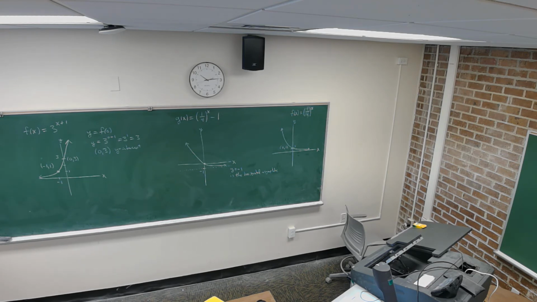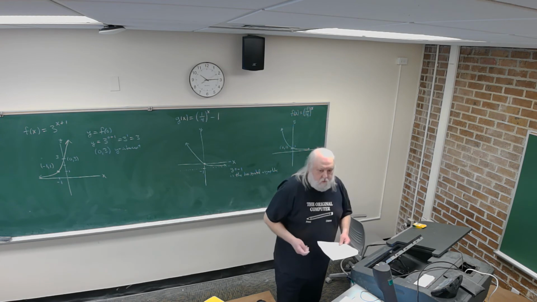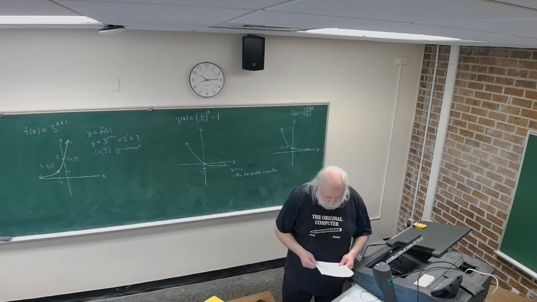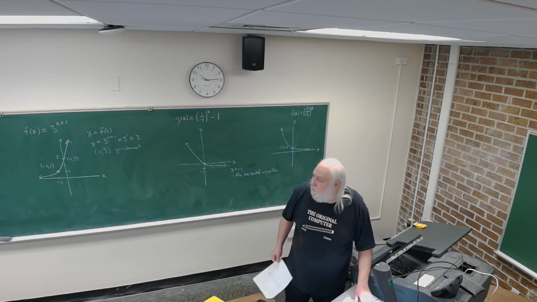And where it crosses the y-axis is at the number e raised to the first power, which is 2.718. So to get this graph, I took the graph of e to the x, reflected it across the y-axis, and then shifted it to the right one. That's all back from transformations, when we did transformations in chapter 2. All right, so any questions on that?